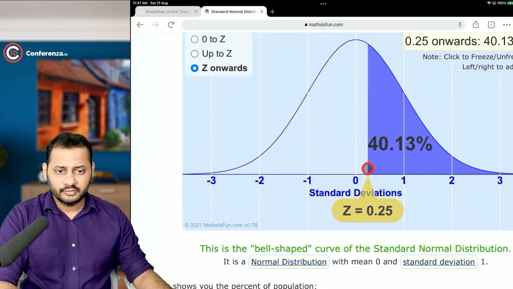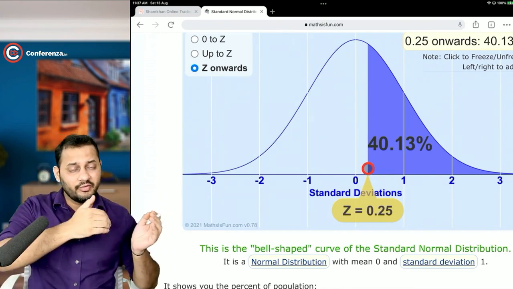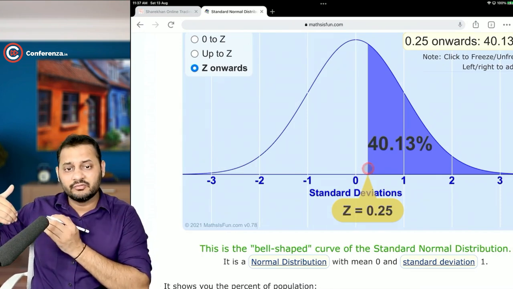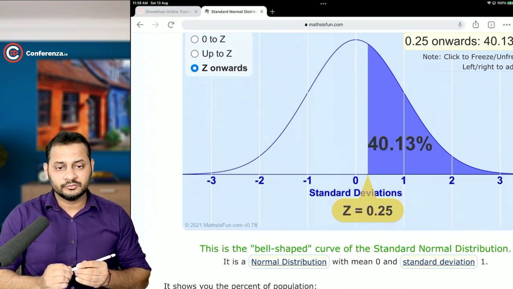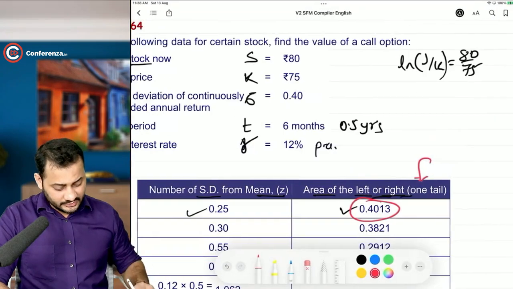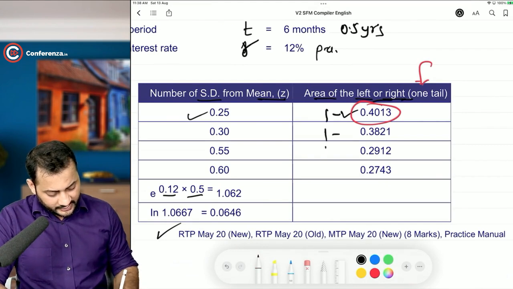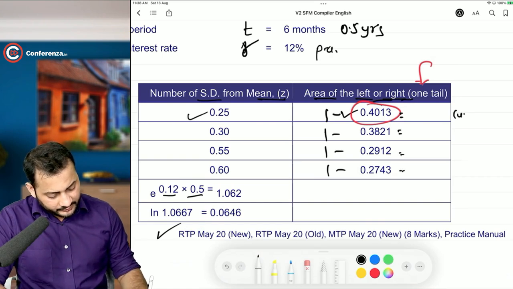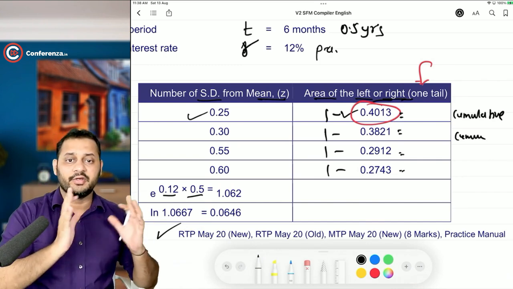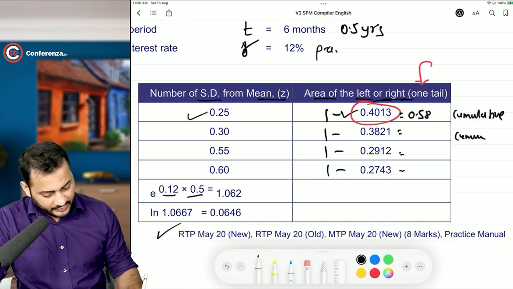0.25. What they have given is the second part of that, but where we want this one area, this side of the area. So how to calculate the body part? It's very simple, sir. All the figures, this is one tail, all the figures will be deducted from 1, and we will get the cumulative area that we can keep in the equation. So 1 minus 0.4013 is 0.5987.